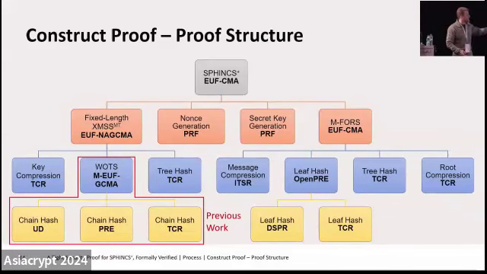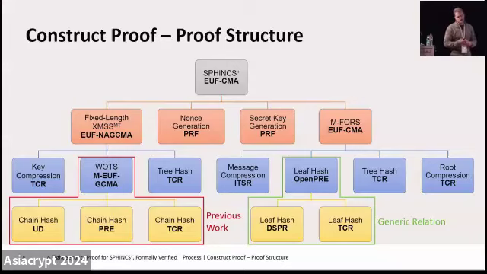And then finally, we show that this variant of pre-image resistance for this hash function that constructs the leaves is implied by a decisional version of the second pre-image resistance and target collision resistance property. And so this is the generic relation that I mentioned in the introduction that we also formally verify.